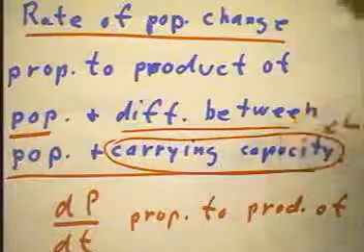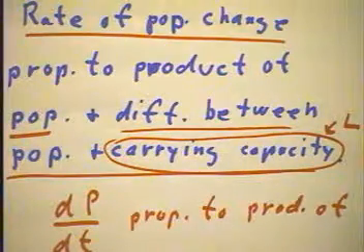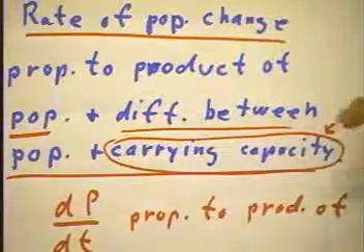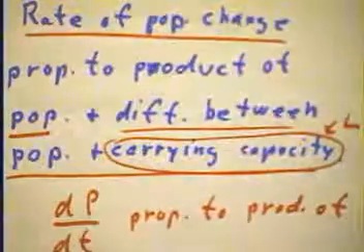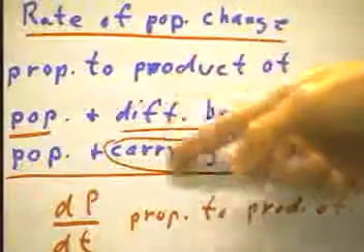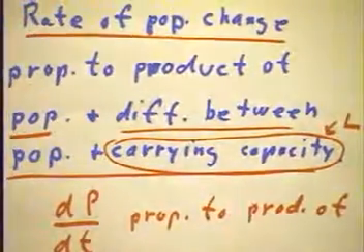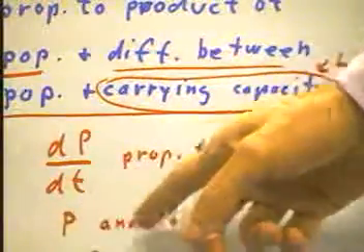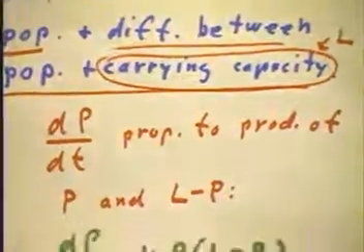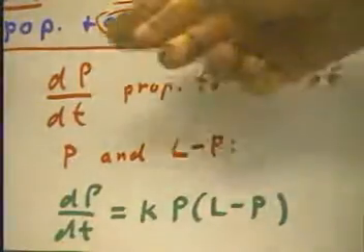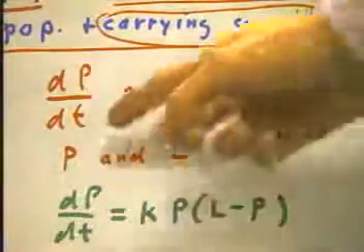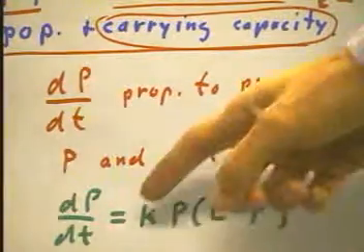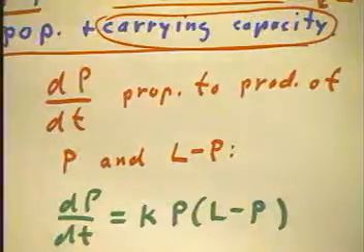If we use L for the carrying capacity, then the difference between population and carrying capacity is going to be L minus P. Population, of course, is P, so the product of population and this difference translates into the product of P and L minus P. So to say that dP/dt is proportional to the product of P and L minus P, we write like this. Here's the product of P and L minus P, and there's k. And that's all there is to that.